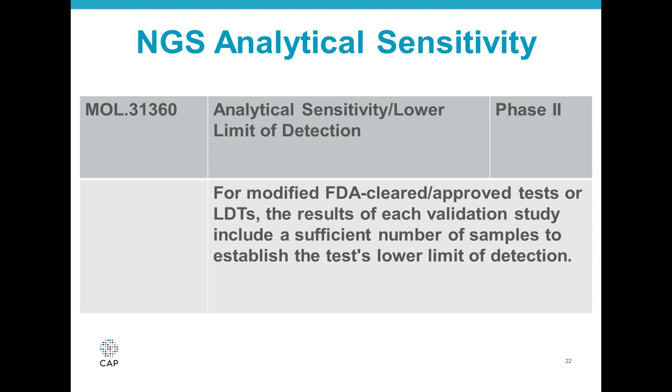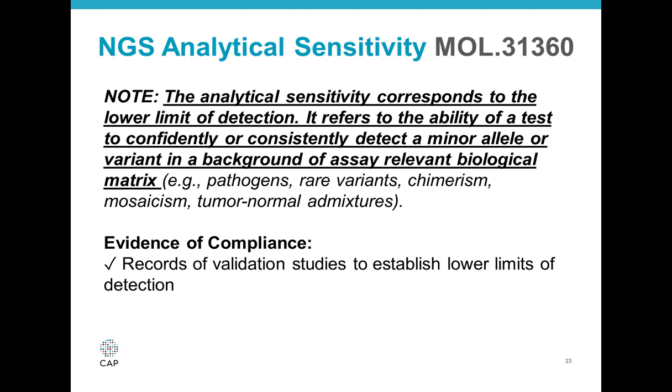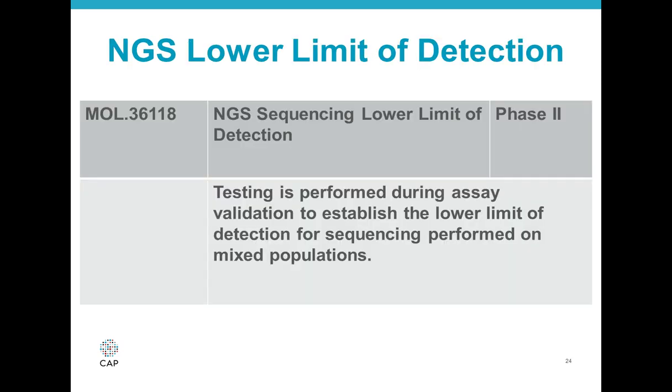Another applicable molecular pathology checklist item requires the establishment of the test's analytical sensitivity or lower limit of detection. And as detailed in the associated note for this checklist item, this requirement refers to the ability of a test to consistently detect a minor allele or variant in a background of assay-relevant biological matrices such as pathogens that might be present, rare variants, the presence of chimerism, mosaicism, or even tumor-normal mixtures.